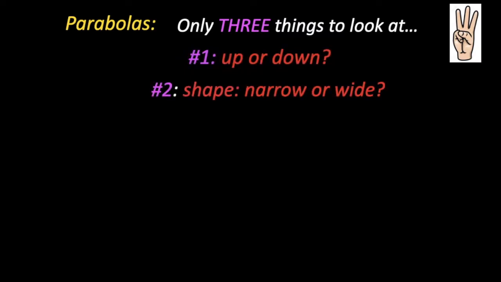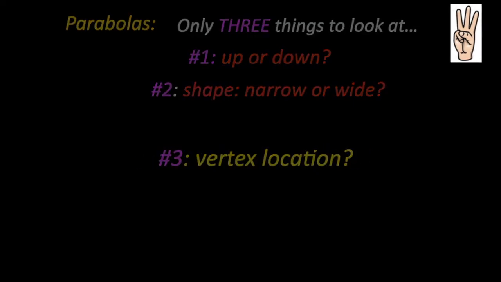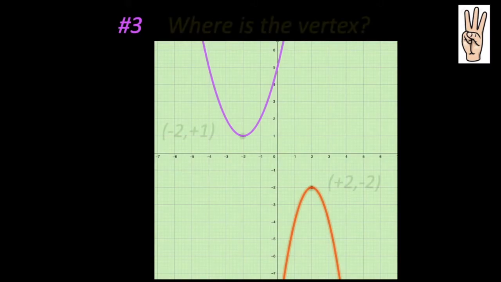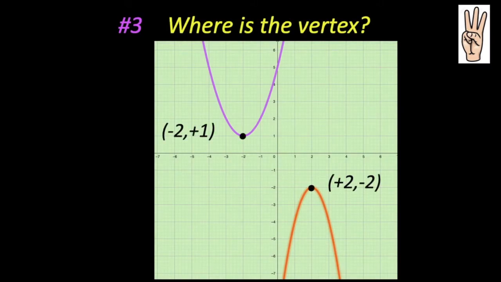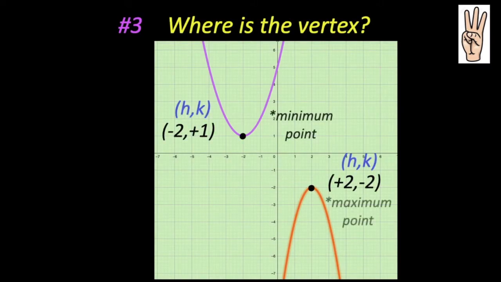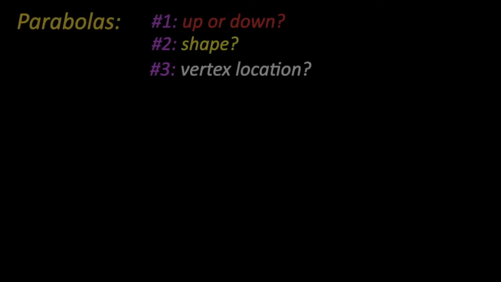So we've already looked at, is the parabola up or down? Is it wide or narrow? Now let's take a quick look at the location of the vertex. As mentioned before, the vertex always has an xy coordinate. And when we look at parabolas, we use the letters h, k to correspond to those xy coordinates.